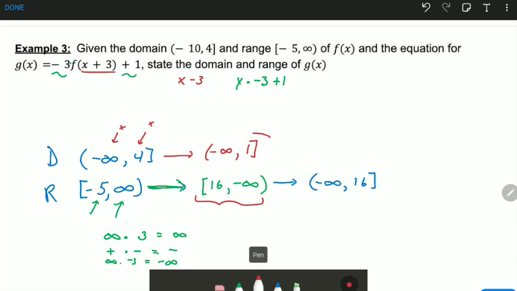So we have the domain of G, and we have the range of G.